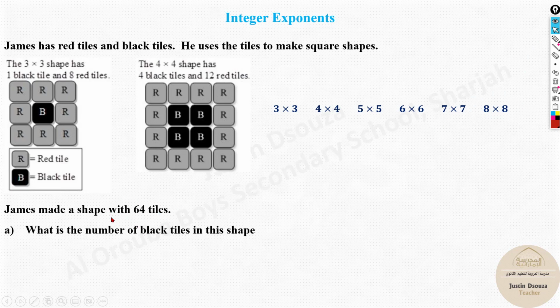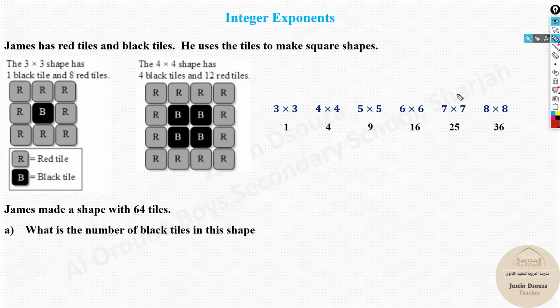That is 8 cross 8, that is 8 multiplied by 8 is 64. Next, in all these, let's say the first one has only one black tile. So how much does the next one have? It is 4. Now, if you look closely, only the outer layer is the red tile. So everything inside would be black tile.